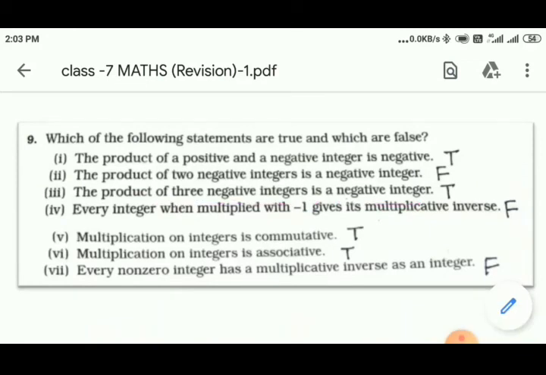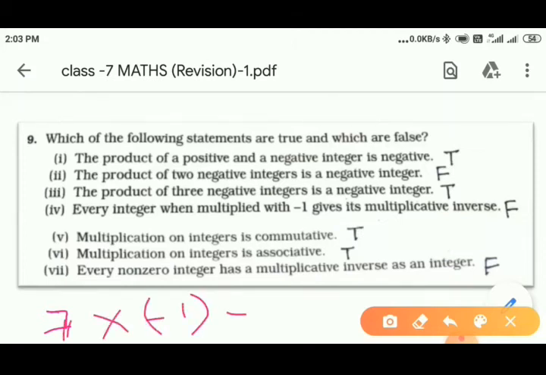The next one is: every integer when multiplied by minus 1 gives its multiplicative inverse. Let's try to understand this with an example. I am taking one integer, 7, and I want to multiply this 7 with minus 1. What do you think? We get minus 7.